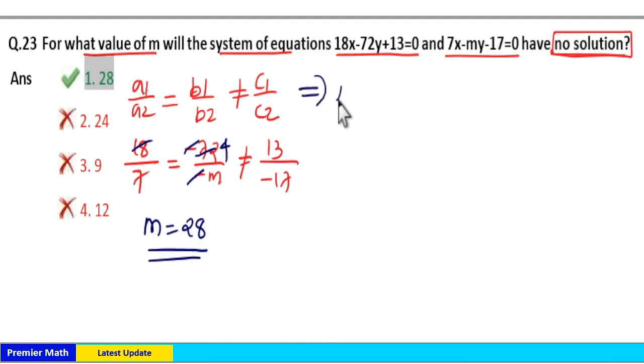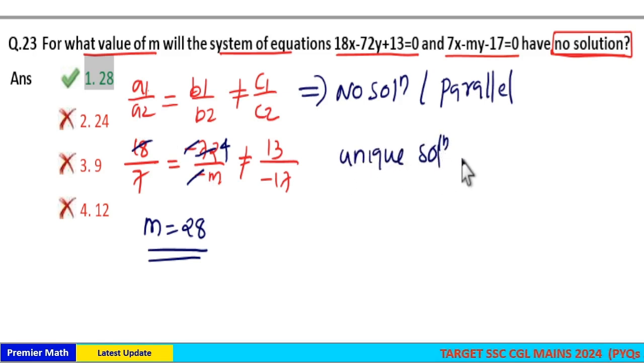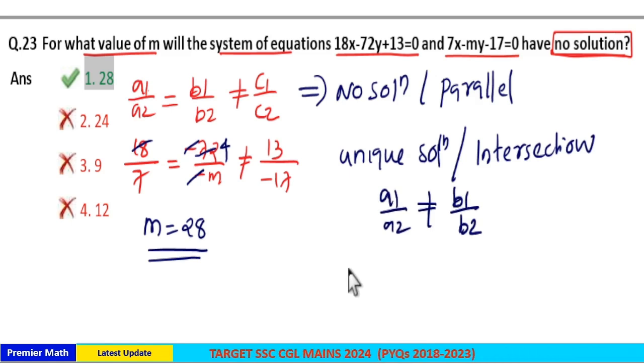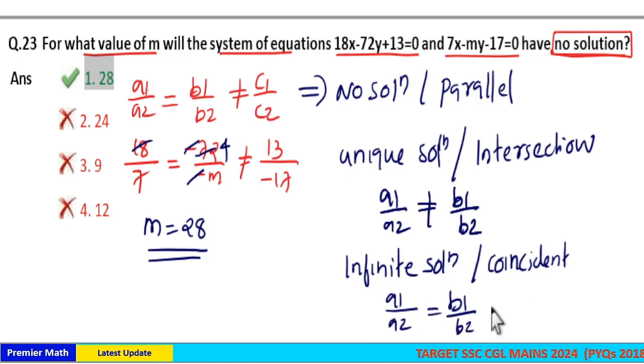So when the question talks about no solution or parallel lines, you can use this equation. When the question talks about a unique solution or intersection of lines, you can use a1 by a2 should not be equal to b1 by b2. When the question talks about infinite solutions or coincident lines, then you can use a1 by a2 should be equal to b1 by b2, that should be equal to c1 by c2. So there are 3 conditions.